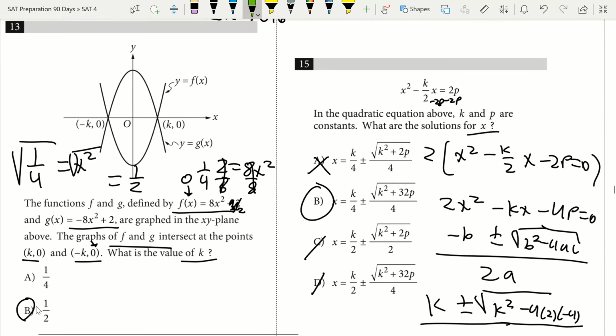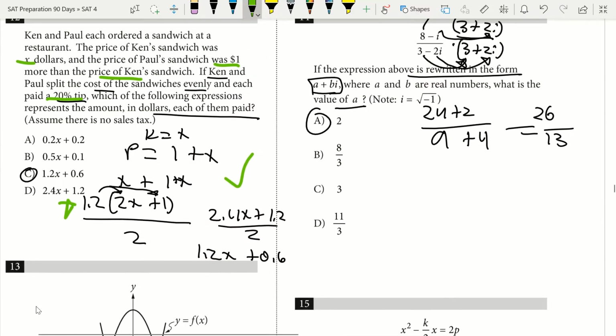13. Okay, I can go ahead and I can take this negative 8x plus 2, plug in a 0 here. When I do that, I go ahead and subtract 2 from each side. Negative 2 over negative 8x, that's the same as a 1/4, which the square root of is 1/2. That one's correct. Number 14.